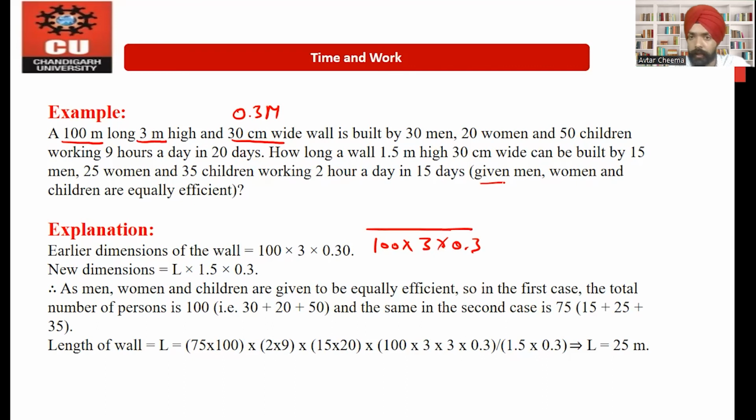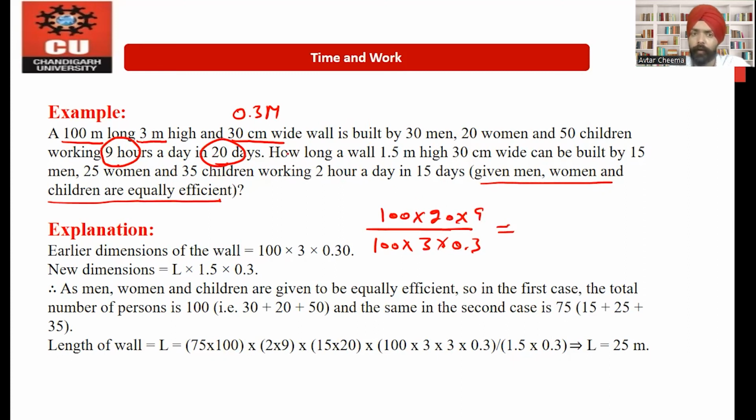Now here they have given that they're all having the same efficiency, men, women, and children. So can I do that? Adding all these numbers 30, 20, and 50, this will be the 100. There are 100 people. They are working 9 hours daily and for 20 days. So that means 20 into 9.